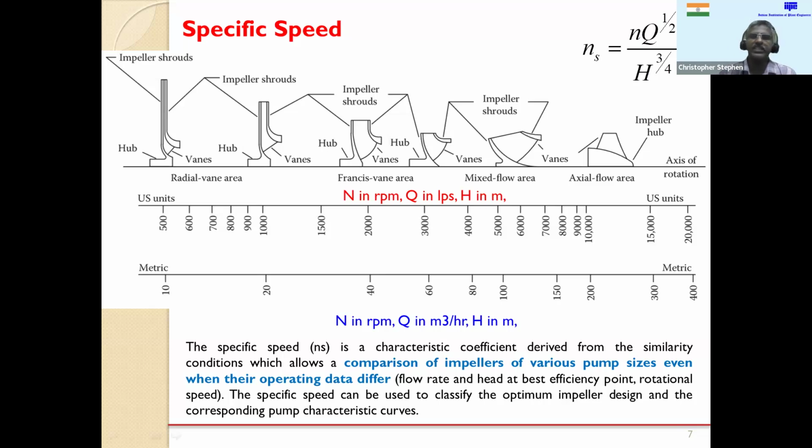You can see this chart. From the left-hand side, there are two things: one is US unit and the other is metric. For metric, the parameters used are in terms of RPM, meter cube per hour, and head. For US unit, it will be RPM, liter per second, and meter. So depending on the unit, the values will vary, from 500 till 15,000 and 20,000 and so on.